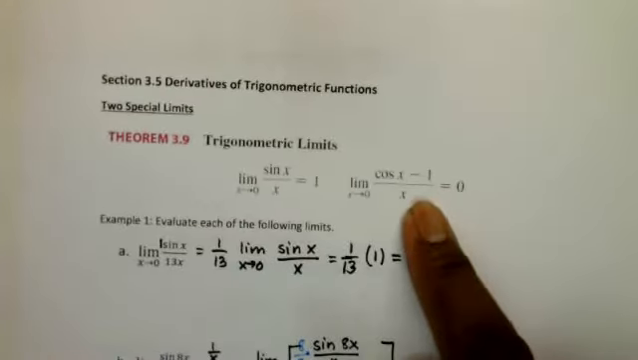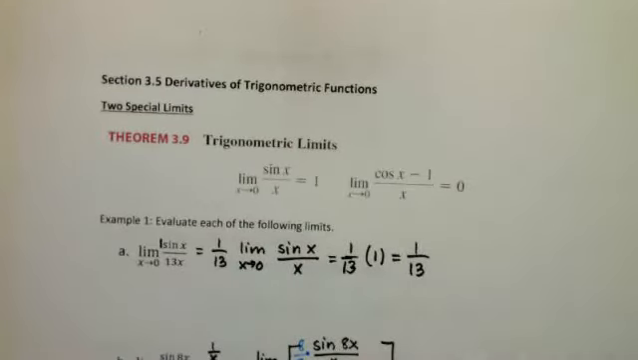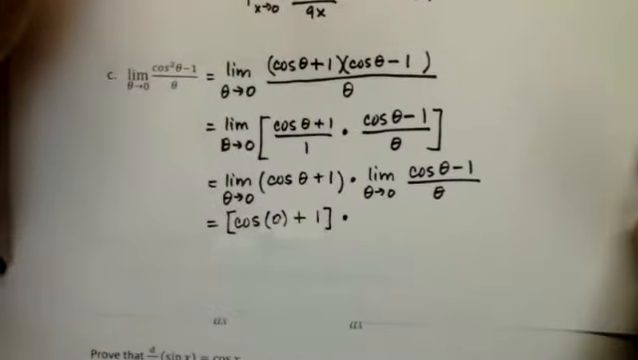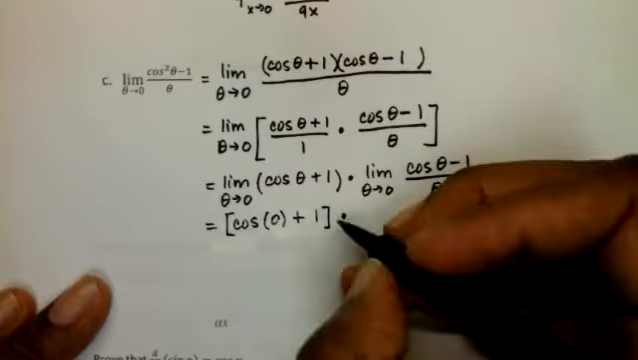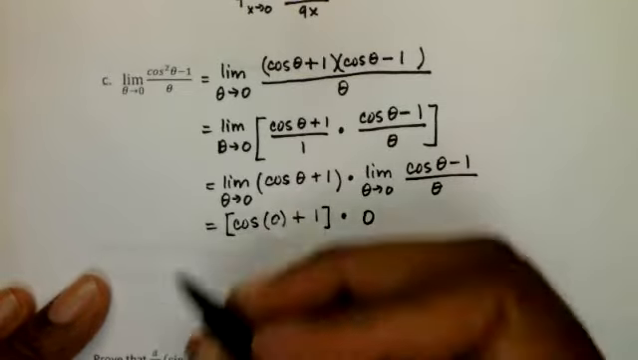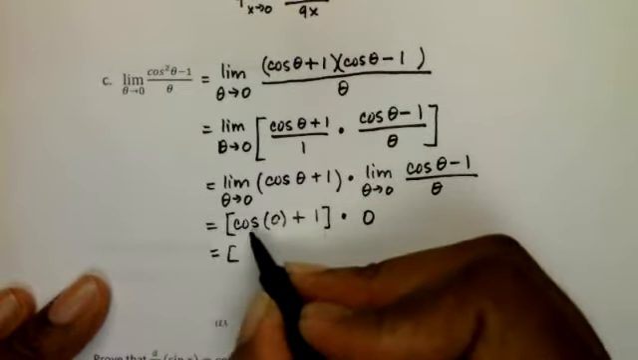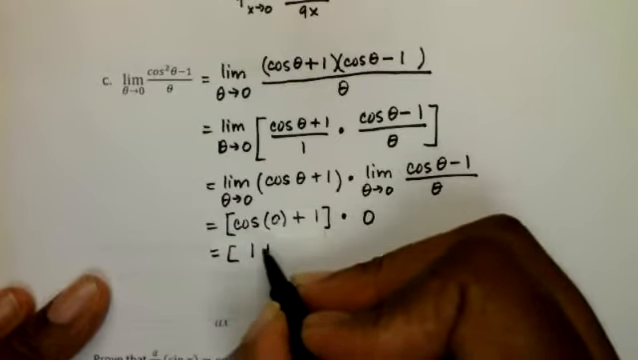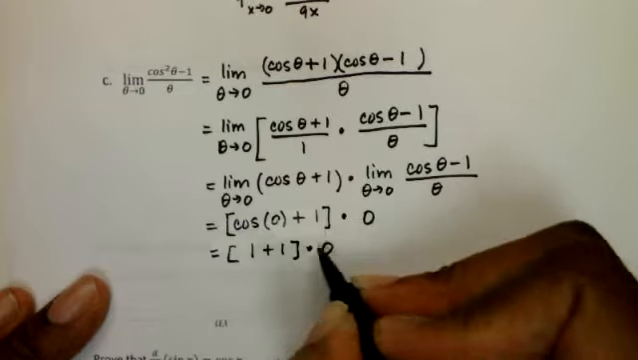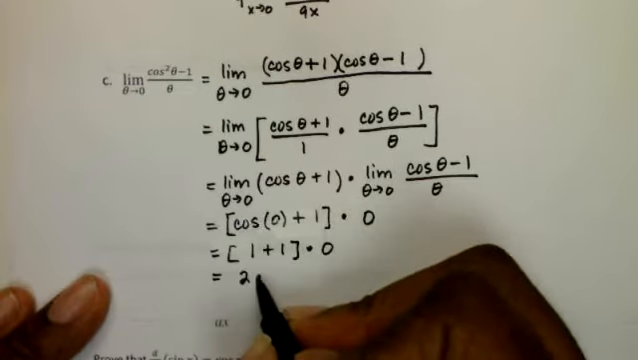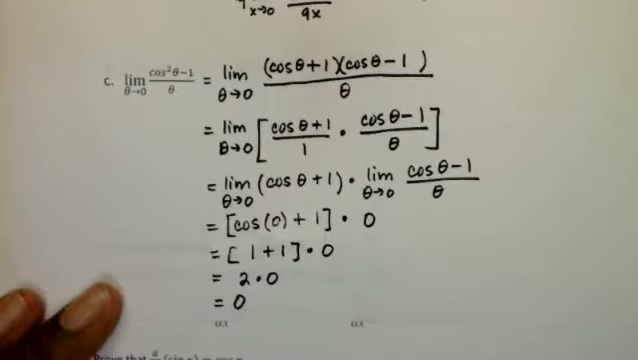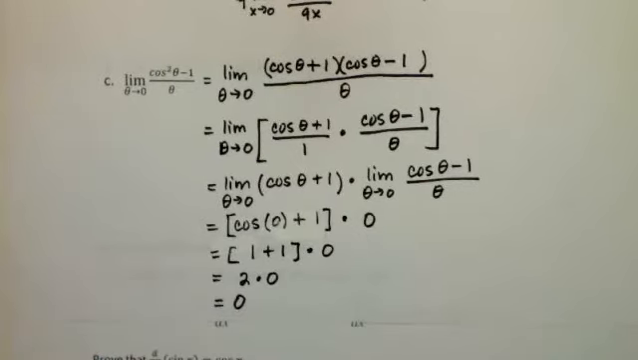That is this trig limit. It's going to be equal to 0. Okay, here we're just using theta. So the limit as theta approaches 0 of cosine theta minus 1 divided by theta would end up being 0. Now, from your unit circle, the cosine of 0 is 1. And of course, 1 plus 1 would be 2. 2 times 0 is 0. So the limit as theta approaches 0 of cosine squared theta minus 1 divided by theta will end up being 0.